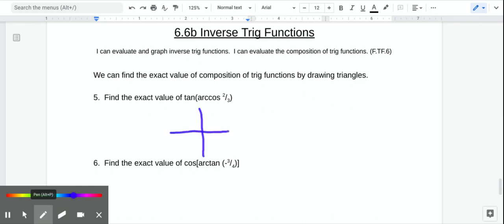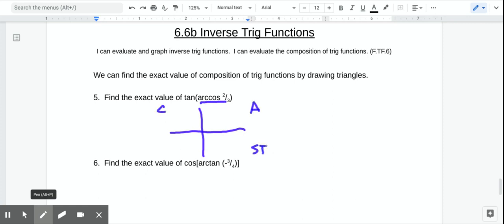We're going to start on the inside: arc cosine of 2/3. Remember CAST, it's a positive one, so we're going to be in the first quadrant. We have adjacent and hypotenuse, looks like that. This is not one of our special right triangles, so we're just going to use the Pythagorean theorem, and this third side is going to be root 5. The arc cosine is the angle whose cosine is 2/3, so we're talking about this angle, and we don't know what that angle is.